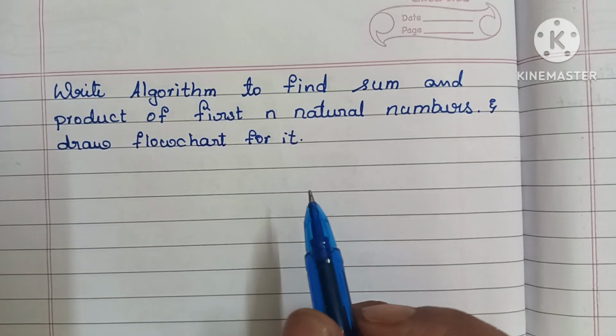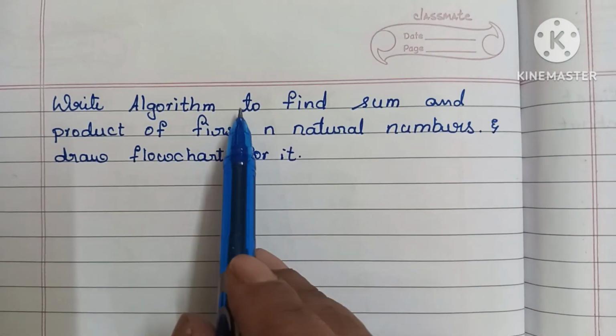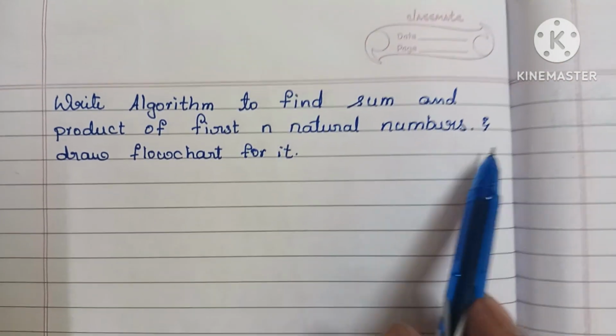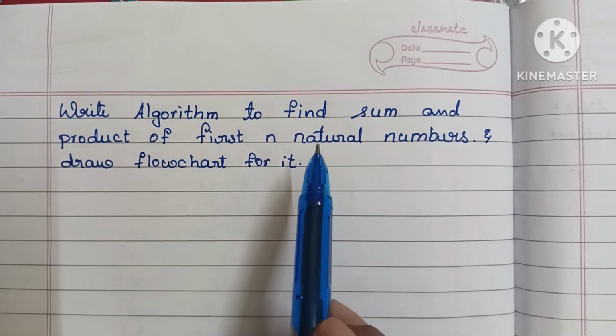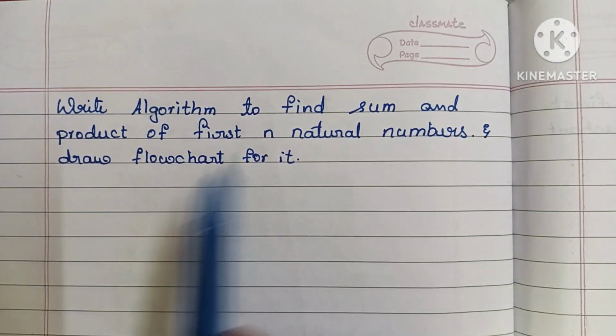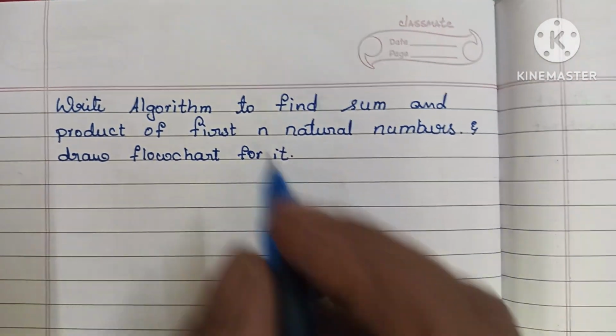Hi guys, in this video we are going to learn how to write an algorithm to find the sum and product of the first n natural numbers and draw a flowchart for it. Here we have to find the sum and product of the first n natural numbers using an algorithm and a flowchart.